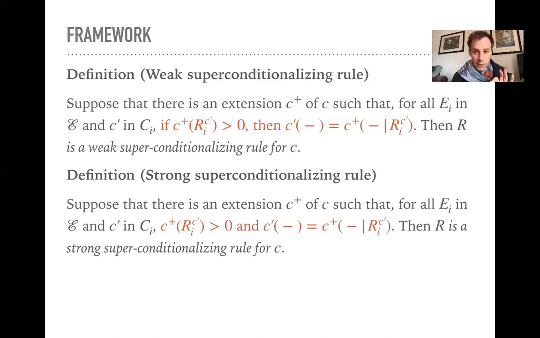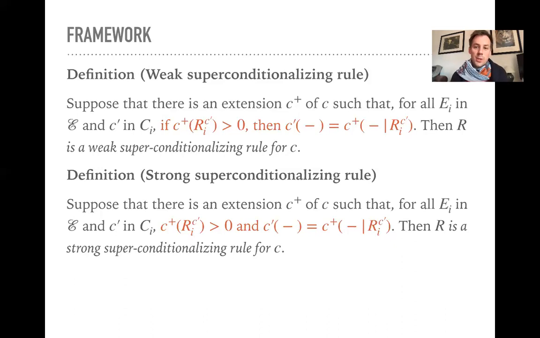A strong superconditionalizing rule is really, really similar, but with one crucial difference. Suppose you can extend your credence function so that it assigns credences not just to the things assigned before, the things in the algebra F, but also to these propositions that tell you not just what you learned, but also how you responded to it. It's possible to extend your credence function like that in such a way that it does assign positive credence to each of those propositions, and for each of the possible ways that you might update in response to the evidence you receive, updating that way is in fact the result of conditionalizing that extended credence function on the proposition that you did update in that way. Then that's a strong superconditionalizing rule.